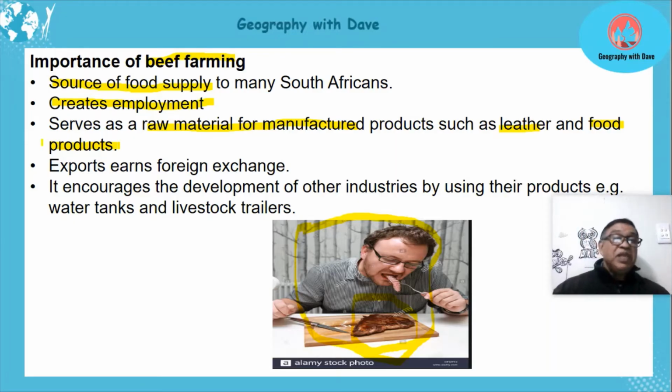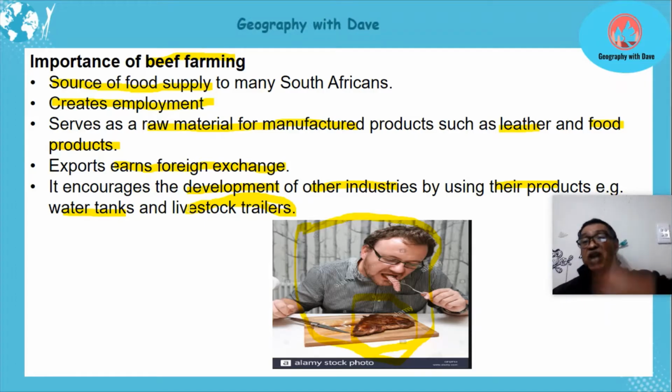It earns foreign exchange because we're selling it to other countries, we're getting the money in, and it encourages the development of other industries using their products. Example, water tanks and livestock trailers. I just gave a few. So the commercial beef farmer needs this equipment. He needs the water tanks. He needs the livestock trailers to transport his stuff. Now, these companies who are producing them, they come up because of the beef farmer. Can you see? So it's such an important thing.